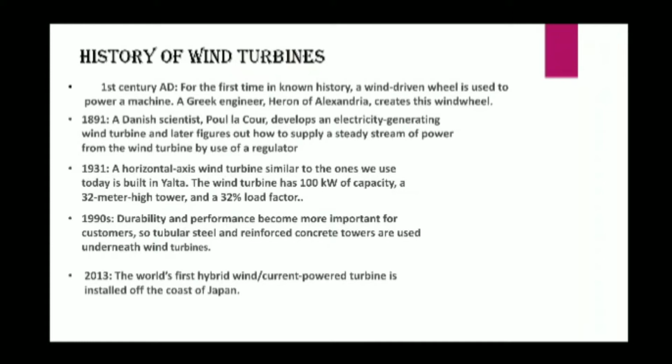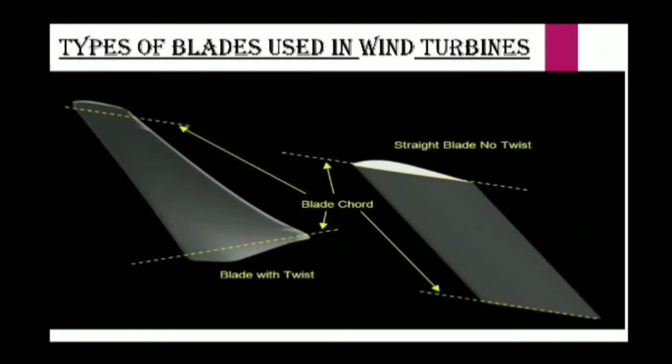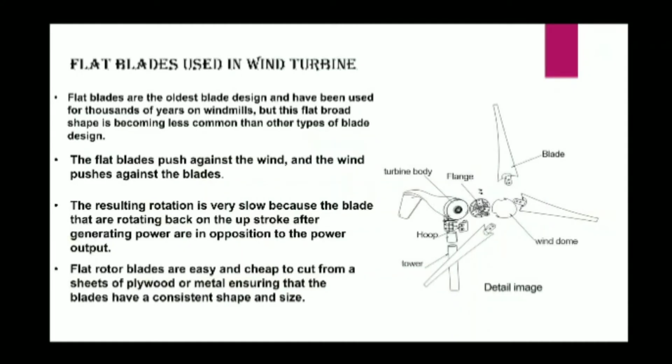In the 1990s, durability and performance become more important for the customers, so tubular steel and reinforced concrete towers are used underneath wind turbines. In 2013, the world's first hybrid wind current powered turbine is installed off the coast of Japan. Types of blades used in wind turbines: blade with twist and straight blade with no twist. Flat blade used in wind turbine, that is, which has no twist.